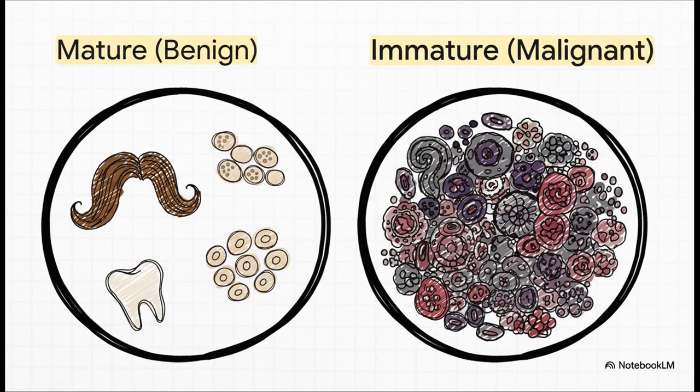So how do we classify them? It's simple. Think of it this way. A mature teratoma, the benign one we just saw, is like a properly built city where all the different tissues are well organized and in their right places. But an immature teratoma, that's like a city under chaotic construction, full of jumbled, primitive embryonic tissues. And it's that chaos that makes it malignant.